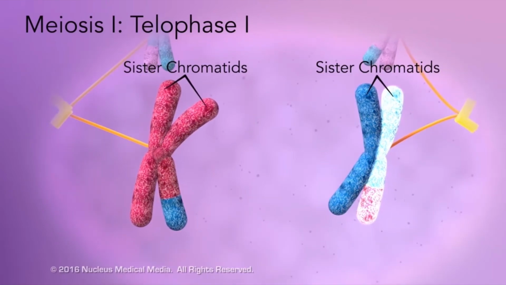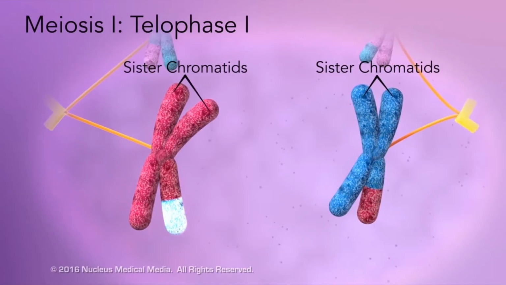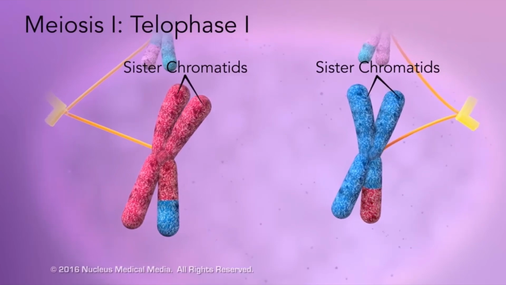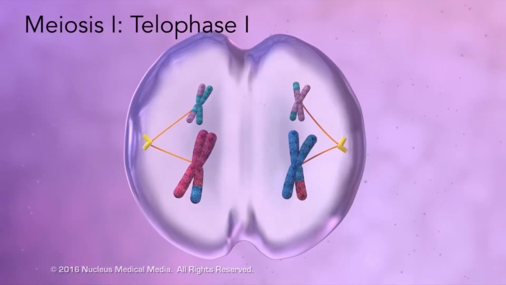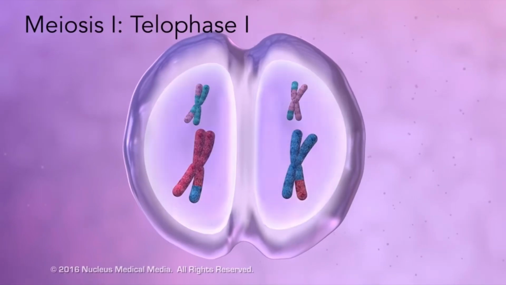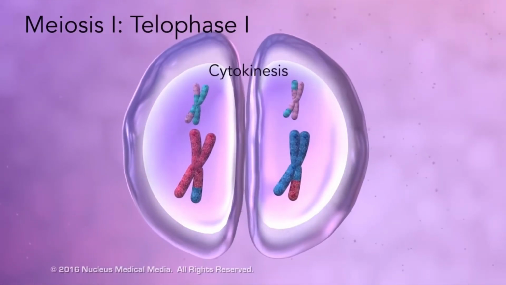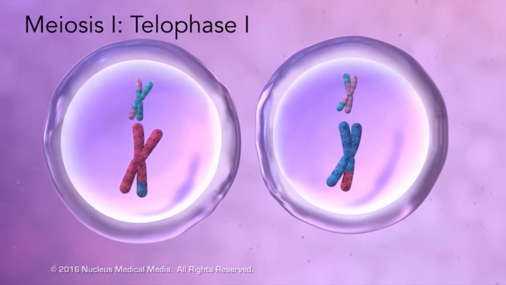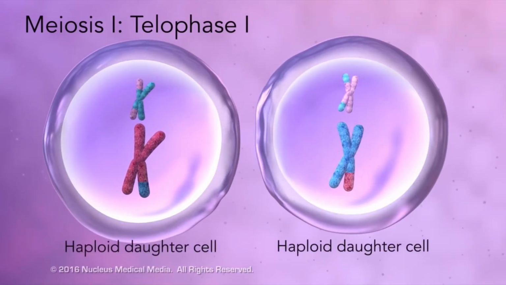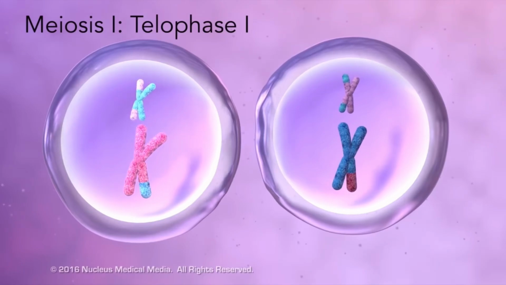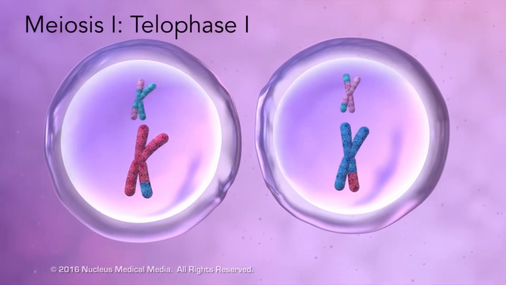Keep in mind that each chromosome's sister chromatids are no longer identical because of the allele exchange that happened during crossing over. Then, spindle fibers disappear, and the nuclear membrane reforms around the chromosomes. Finally, cytokinesis occurs. Meiosis 1 ends with 2 genetically different haploid daughter cells. Each haploid cell contains only 1 set of chromosomes consisting of paired sister chromatids.